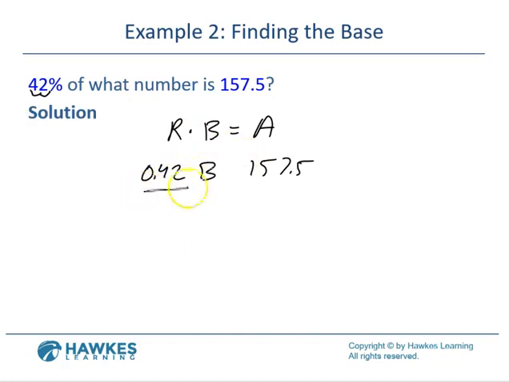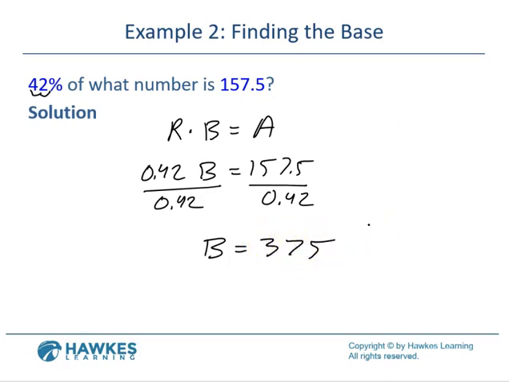Well, notice all I've got to do is take this 0.42 and divide it off on both sides. When I do that, I get a base equal to 157.5 divided by 0.42 on the calculator. Well, I get a base of 375. And here's how you can check yourself. You could literally take this 375 and multiply it by 0.42, and you will get back your 157.5. You can put everything back into the equation and check it.